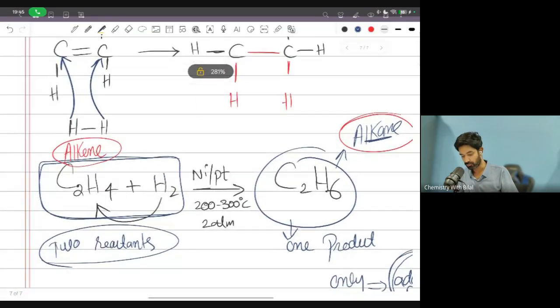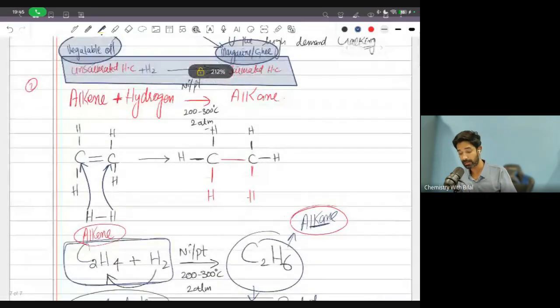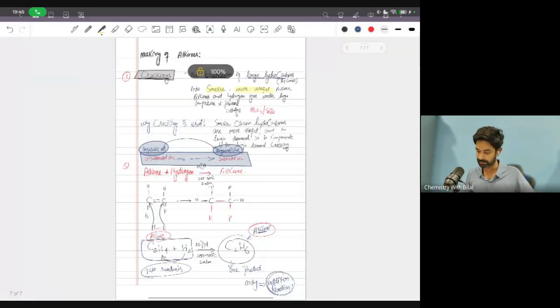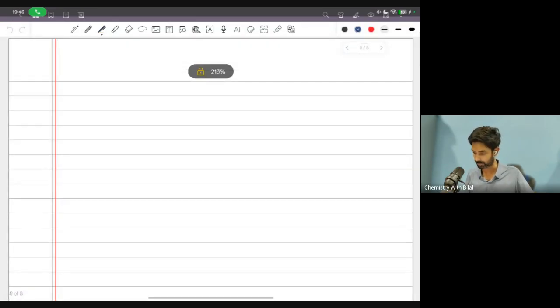Good. So वो आपसे इसकी condition पूछेगा and वो आपसे पूछ सकता है what is the industrial importance? भाई, where this reaction is used on industrial level? It is used to convert vegetable oil into margarine an industrial scale, and that is it as far as the making of alkane is concerned.